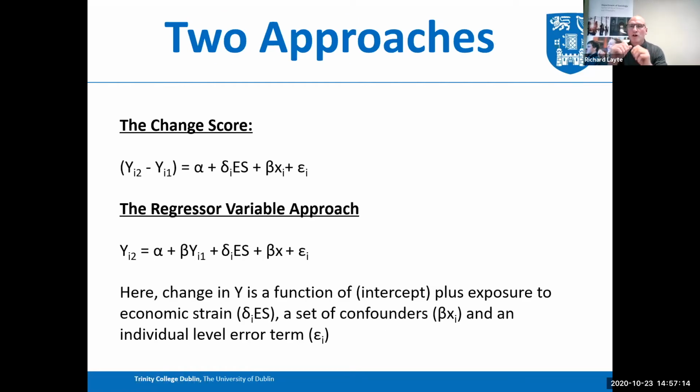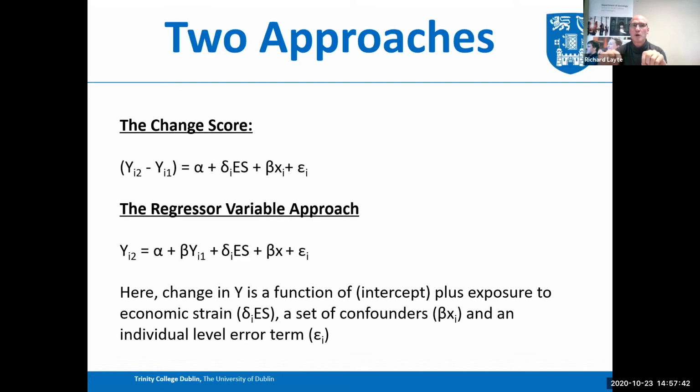Remember, we've got a dependent variable at 2 points in time, and we've got an independent variable at 2 points in time. And we've an exposure, which is economic strain. So the two different approaches you can take to this are, you can either take what's known as a change score, and you can see that's the top equation there. Basically you've got the change in the dependent variable, which here is SDQ, between baseline and follow-up.